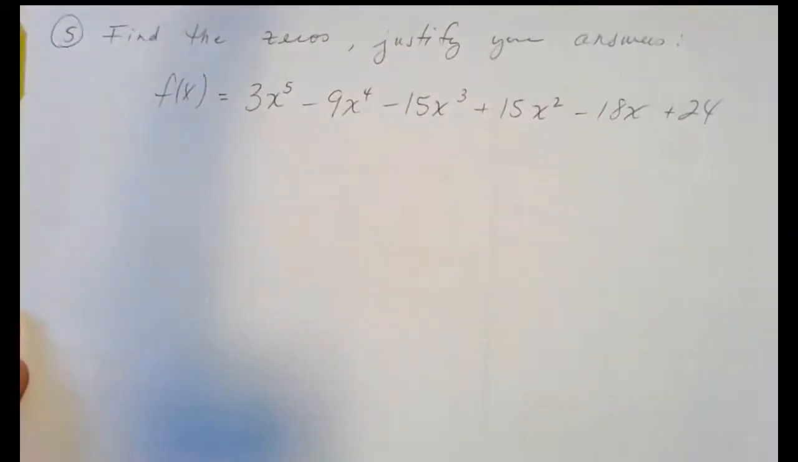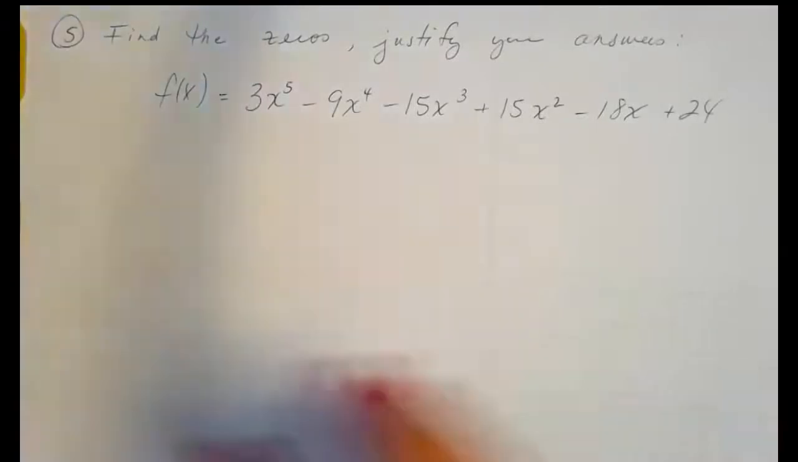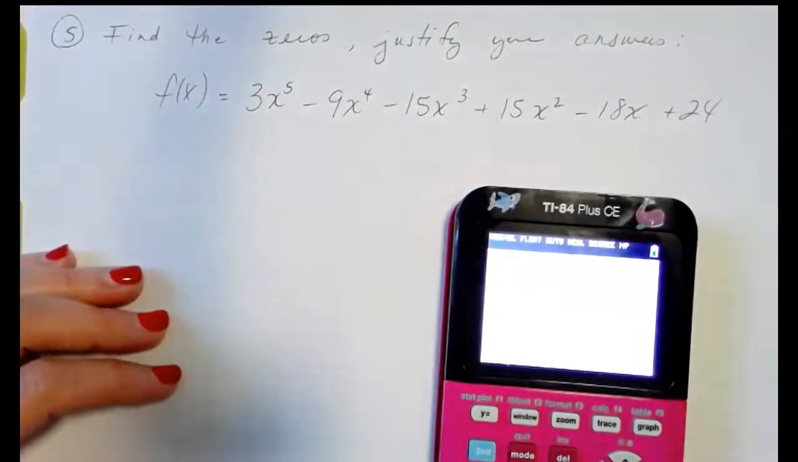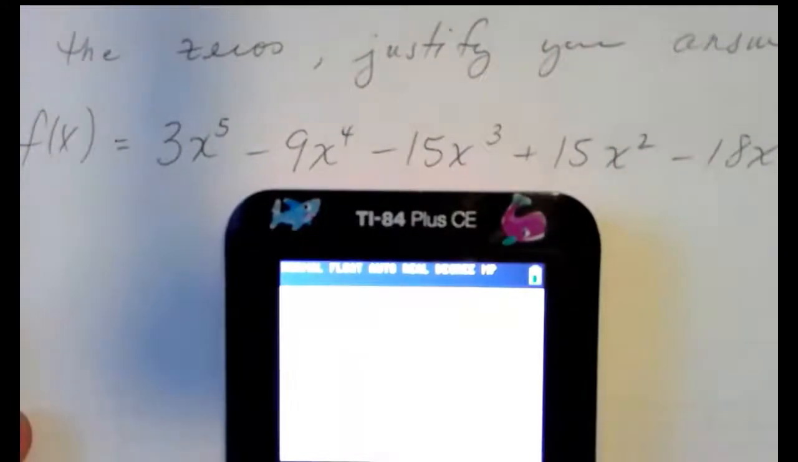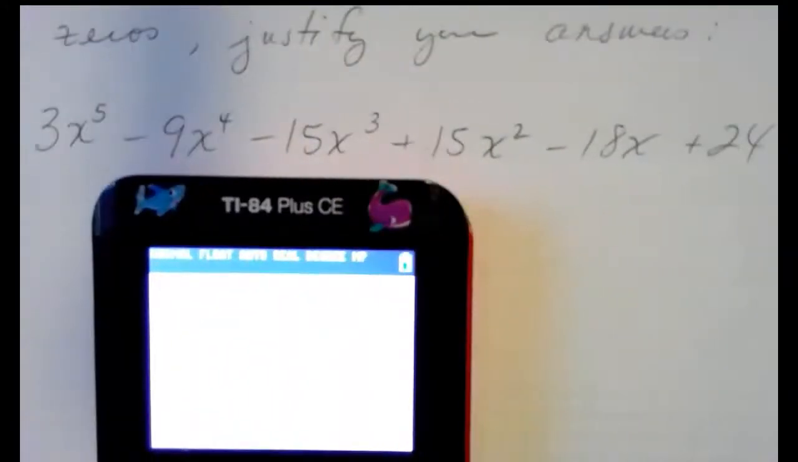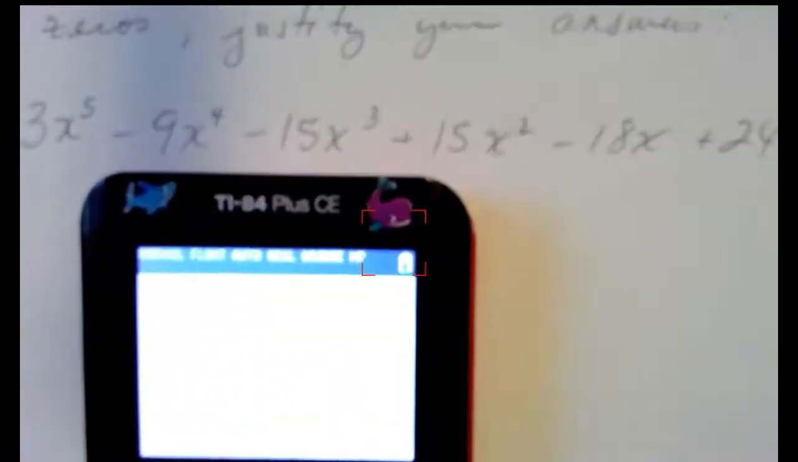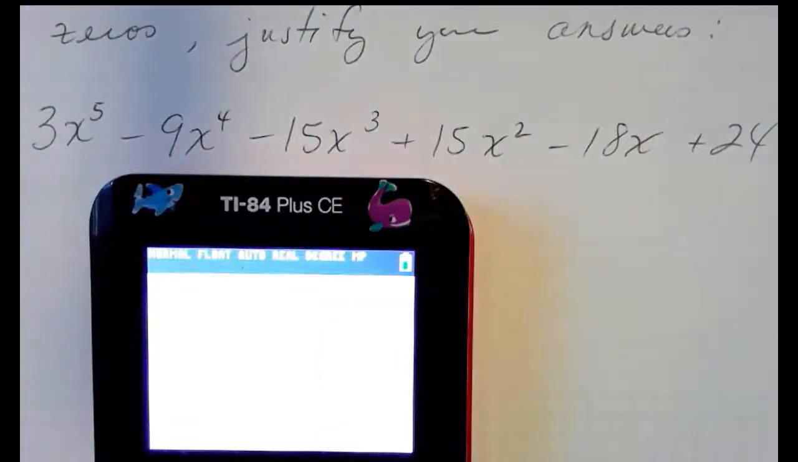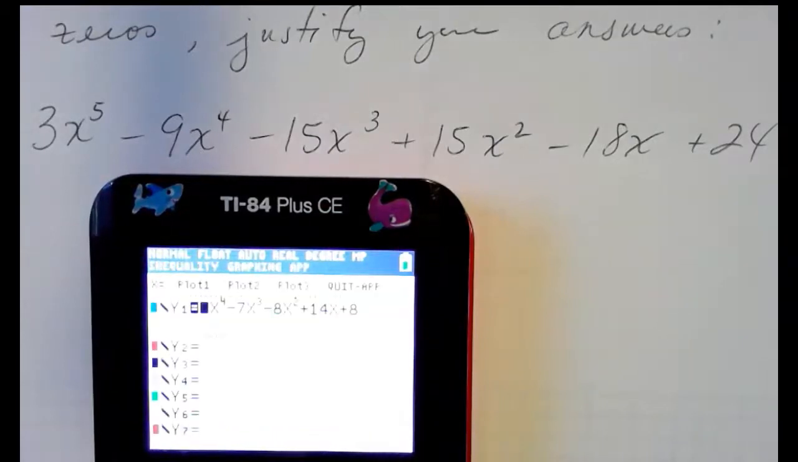Next, find the zeros, justify your answers. We will be using our calculator in order to do this. So the first thing we need to do is graph the function. And I will zoom in so hopefully you can see everything. So there's the function, still showing it on the screen. We go to our y equals screen, and we are going to graph this function.